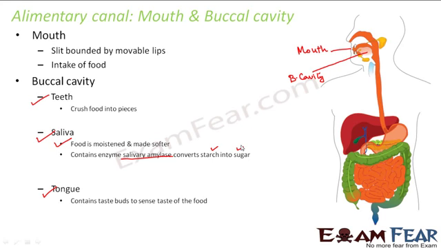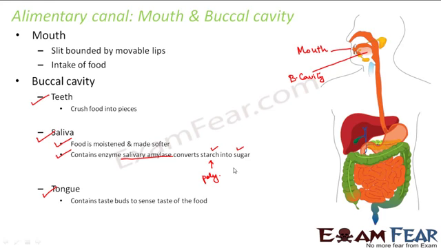That means it will help the starch get converted into simpler sugars like a disaccharide or a monosaccharide. So what is a monosaccharide? Mono means one. That means only one glucose molecule will be there. What is a disaccharide? Two glucose molecules, for example maltose. And what is a polysaccharide? Many glucose molecules joined together. That is starch. So this enzyme, salivary amylase, helps to convert the polysaccharide starch into simple sugars.